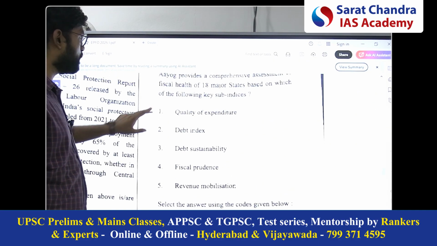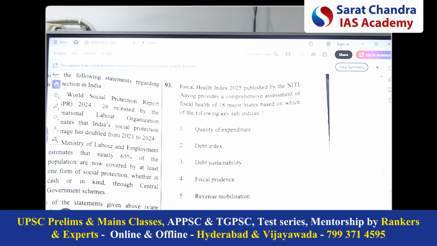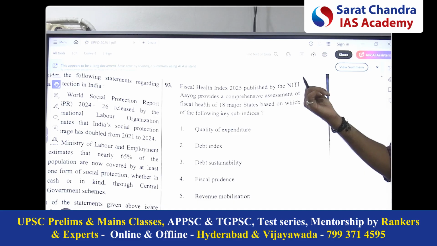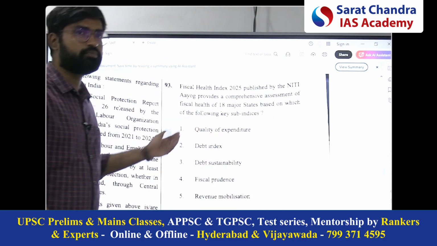Now this is 2025. NITI Aayog provides a comprehensive assessment of the fiscal health of 18 major states based on which of the following key sub-indices. Fiscal Health Index 2025. Believe me, the same question was asked in Prelims 2025. Same question, no change. Fiscal Health Index 2025, and the question is repeated in EPFO. It includes all the parameters.